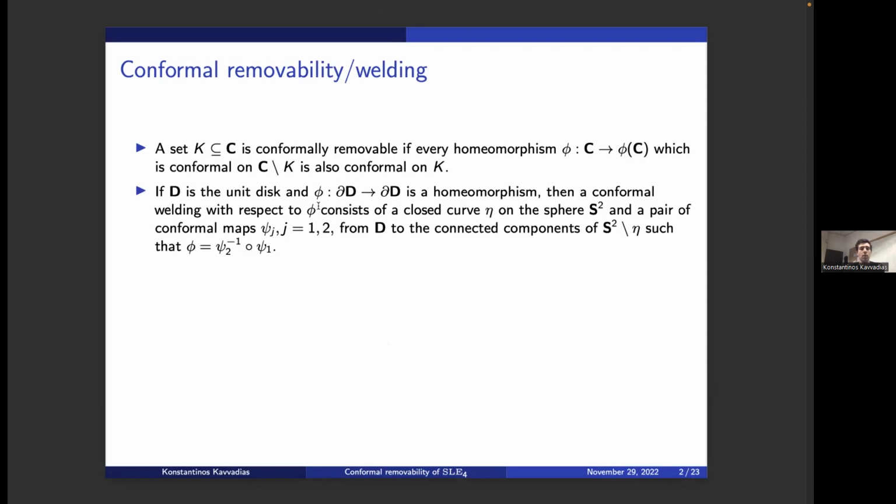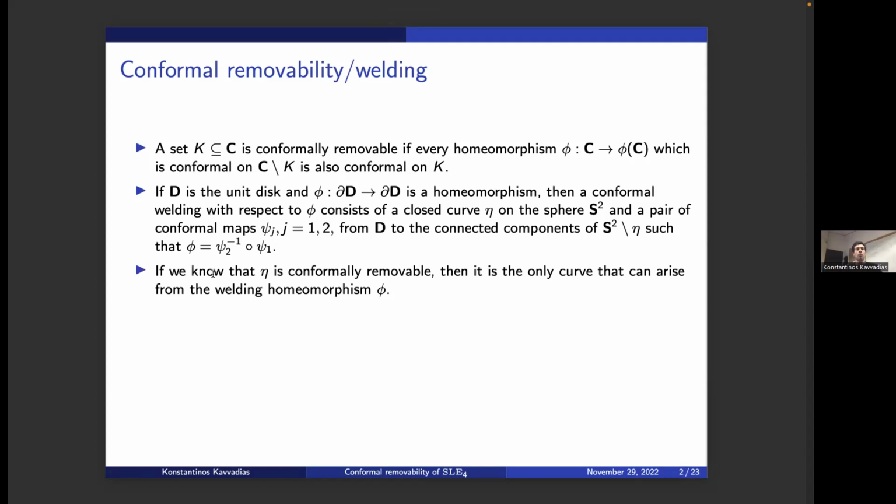Here we have a homeomorphism phi mapping the unit circle onto the unit circle. A conformal welding with respect to phi consists of a closed curve eta on the sphere and a pair of conformal maps, psi_j, mapping the unit disk onto each connected component of the complement of the curve in the sphere, such that phi is equal to psi_2 inverse composed with psi_1.